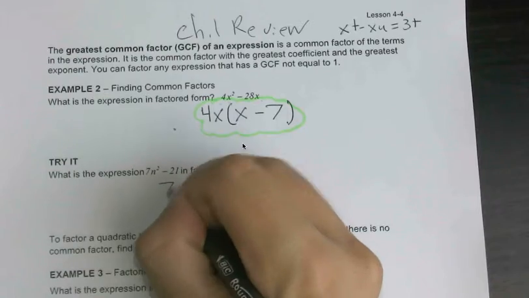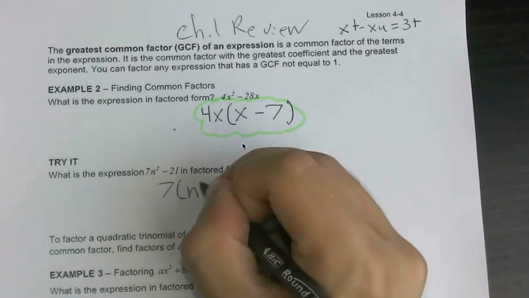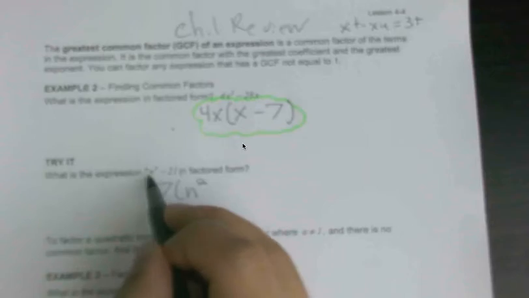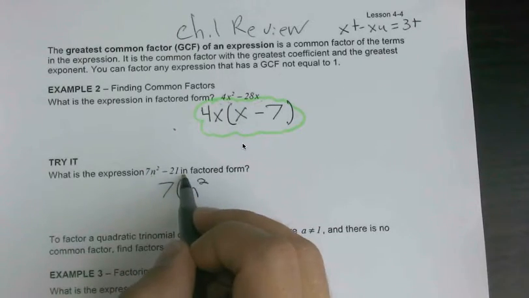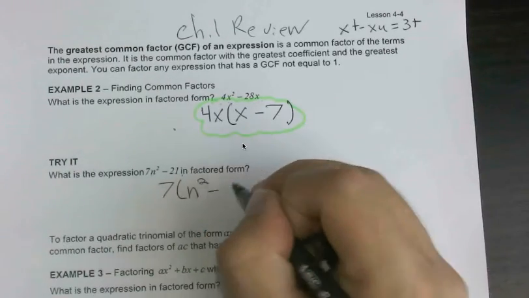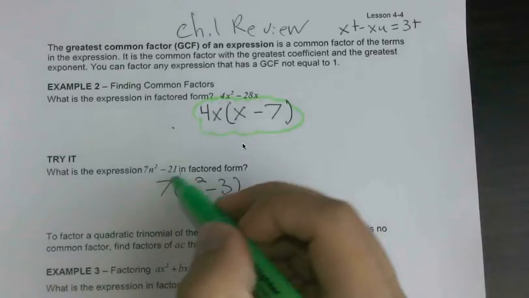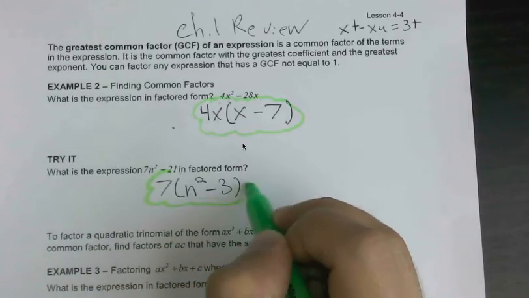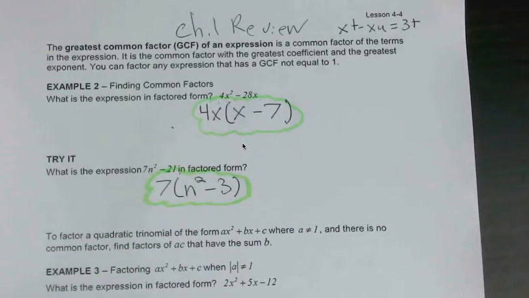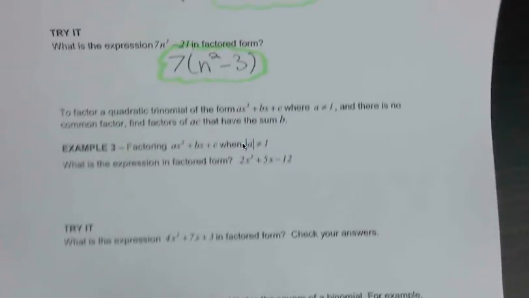So the only thing in common here is 7. Nothing with n, because notice n squared is only seen here. 21 doesn't have an n term. The closest factored form we can end up with is 7 parentheses n squared minus 3. And again, if you're stuck on any of this, please let me know. But a lot of this you should have seen in Algebra 1.